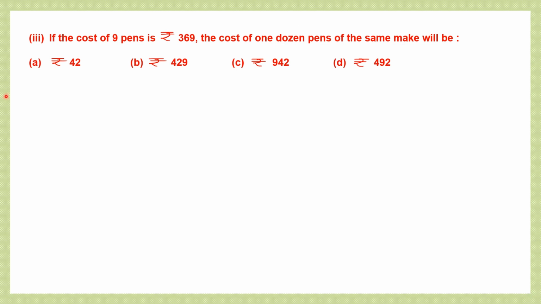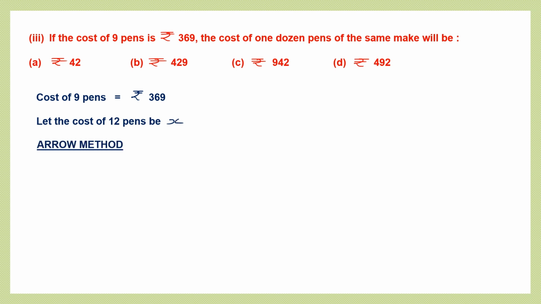So let's do the same question in the arrow method. The cost of 9 pens is given to us as 369 rupees. We don't know the cost of 12 pens, so we said let it be x. Now the arrow method. In the arrow method, we have to make two columns. The first column will be the number of pens and the second column will be the cost in rupees. This is based on the question given to us.